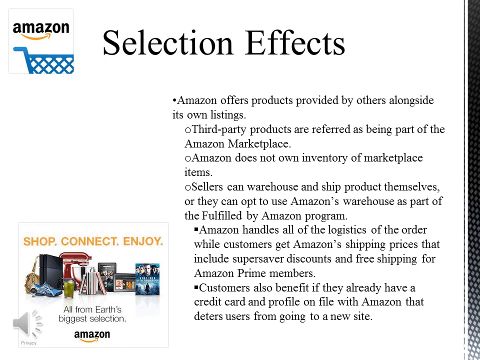Amazon offers products provided by others alongside its own listings. Third-party products are referred to as being part of the Amazon marketplace. Amazon does not own inventory of marketplace items. Sellers can warehouse and ship products themselves, or they can opt to use Amazon's warehouse as part of the Fulfilled by Amazon program. Amazon handles all of the logistics of the order, while customers get Amazon shipping prices that include Super Saver discounts and free shipping for Amazon Prime members. Customers also benefit if they already have a credit card and profile on file with Amazon that deters users from going to a new site.